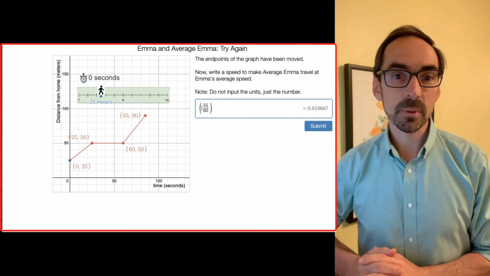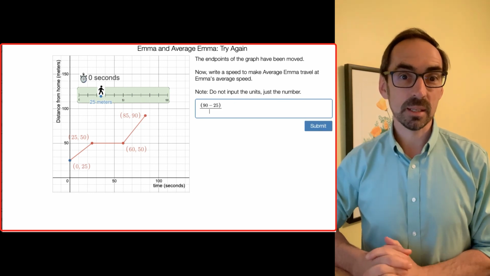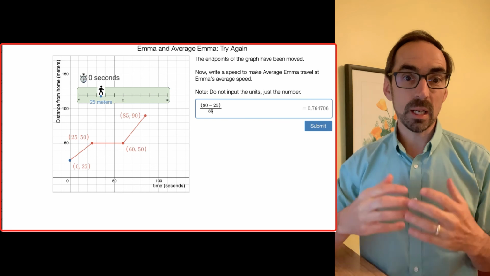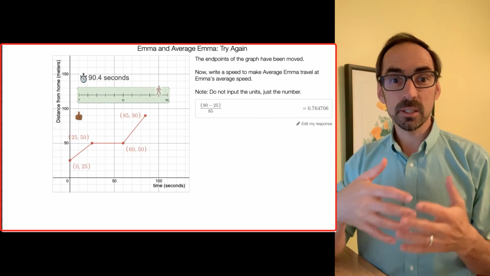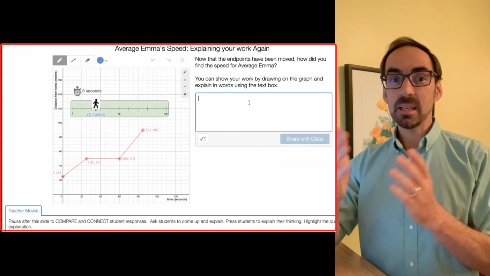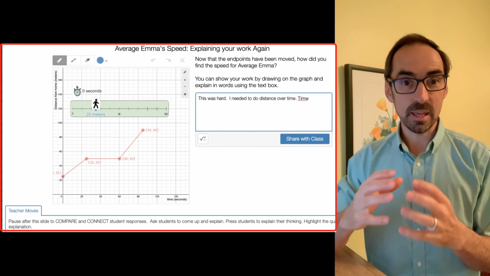After students have the opportunity to work through slide number 8, on slide number 9, they're going to write up an explanation of what they did. So slide 8 is for exploring and trying ideas out, and then slide 9 is for formalizing and explaining a little more how you got to that final answer.